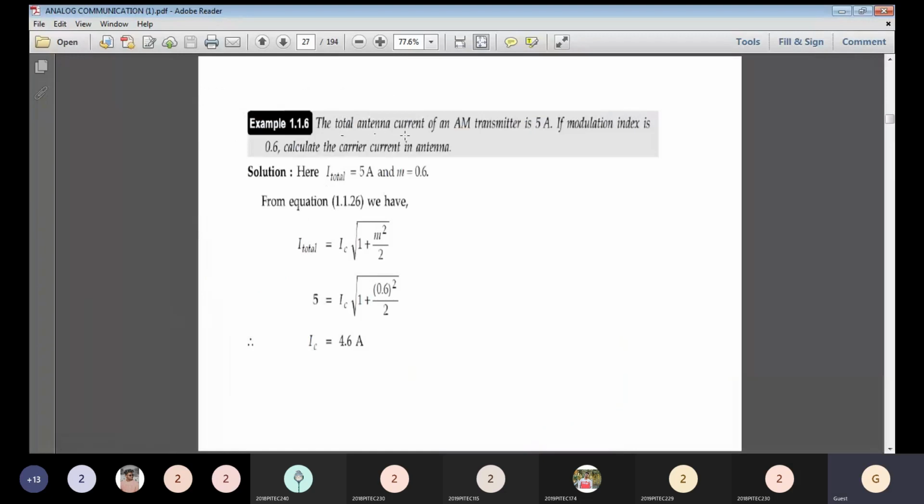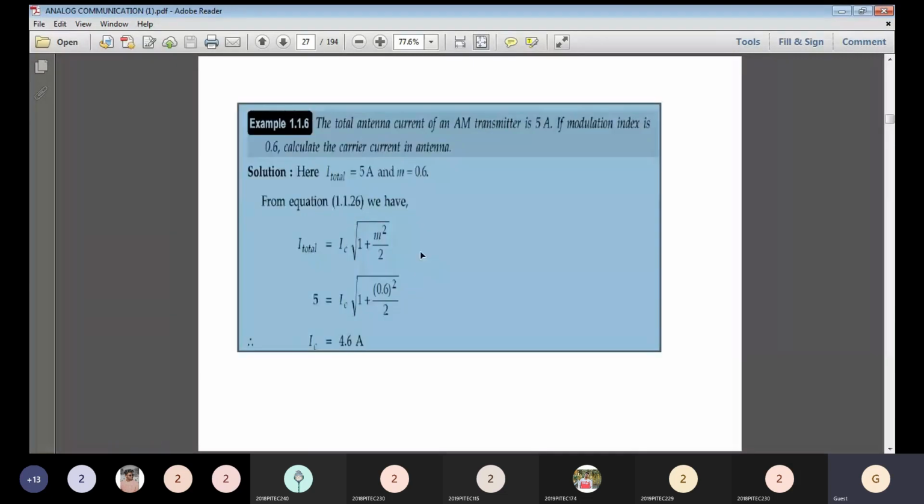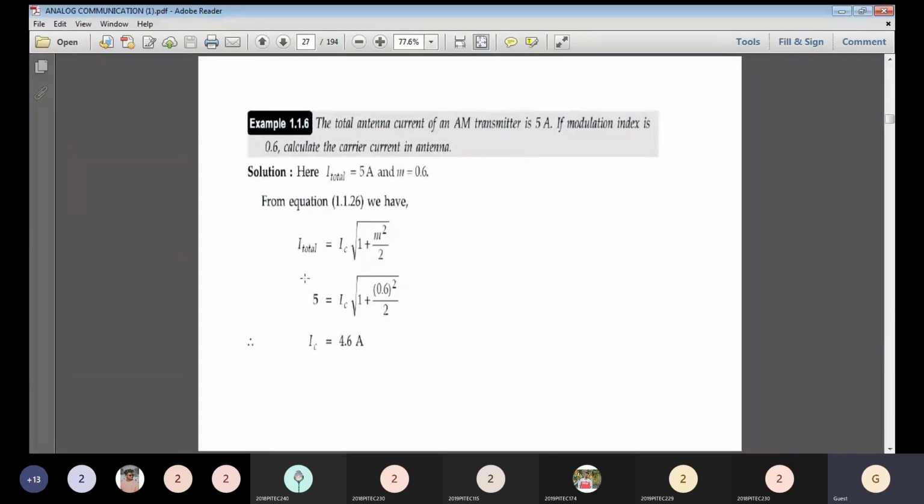The total antenna current of an AM transmitter is 5 amps. If the modulation index is 0.6, calculate the carrier current in the antenna. So the total current is provided, 5 amps. The modulation index value is equal to 0.6. What is the question? Carrier current IC. So the formula is available: I total equal to IC into square root of 1 plus m square by 2. I total 5 is given. M value 0.6 is given. Substitute here, then calculate the IC value.